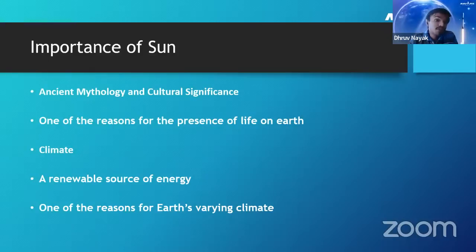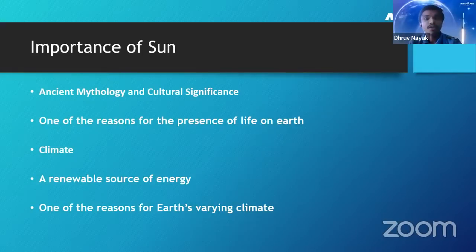But unfortunately, due to global warming and due to human beings, the ozone layer around the earth, which protects us from the harmful sun rays, is getting depleted. As a result, global warming is increasing and harmful sunlight is also entering, which can cause deadly diseases like cancer. But nevertheless, it's one of the reasons why we have life on Earth.